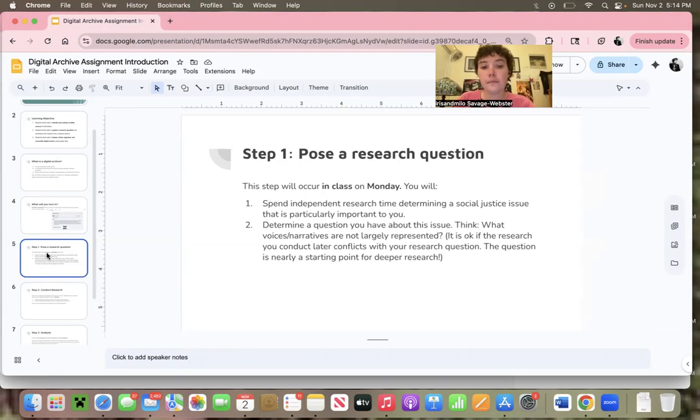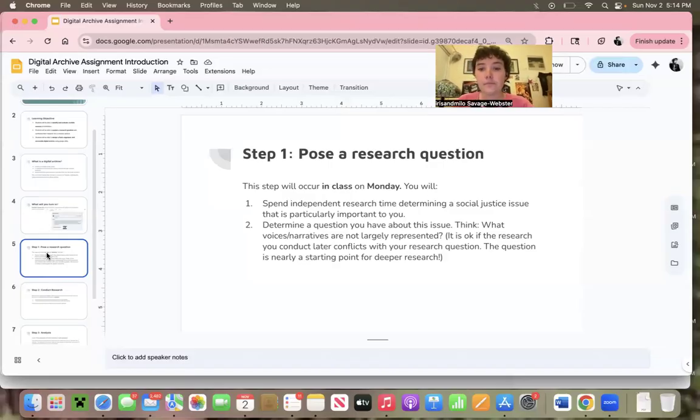And after we spend a bit of time just researching this social justice issue, you'll determine a question you have. And the research question should be relatively broad. We'll go over in class what that will look like. But you want to be thinking about the voices and narratives that are not largely represented when you're looking into this social justice issue. And that'll guide your research question.